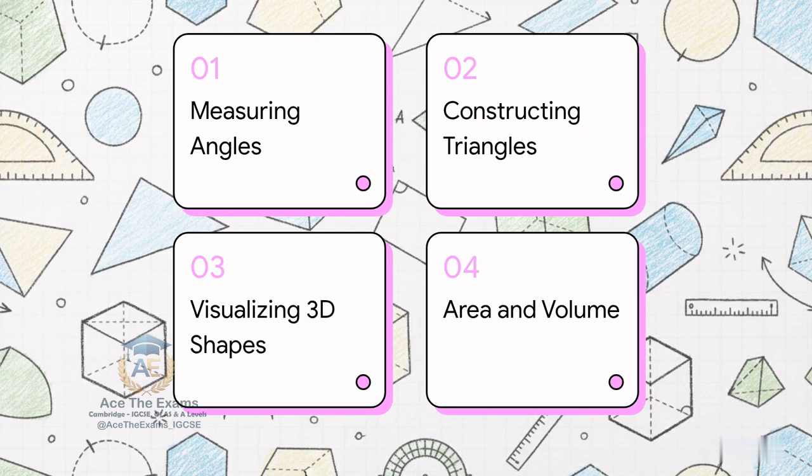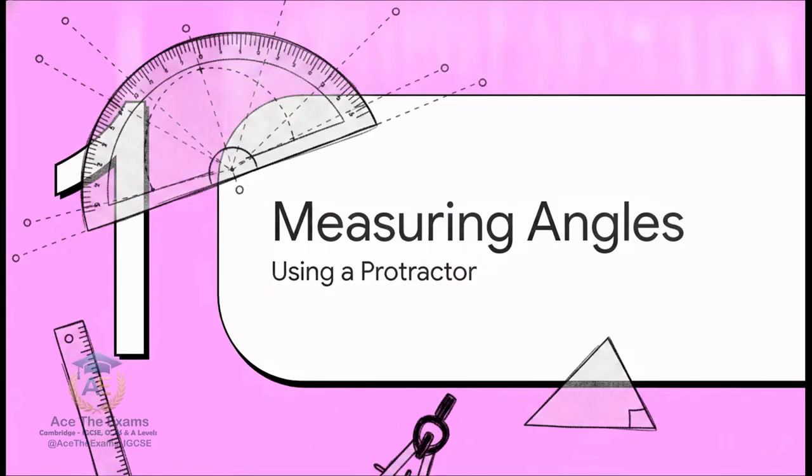1. The art of measuring angles. 2. Constructing triangles with compasses. 3. Visualizing 3D shapes from nets. And finally, 4. Extracting area and volume from nets. Let's move into Section 1, the art of measuring angles.